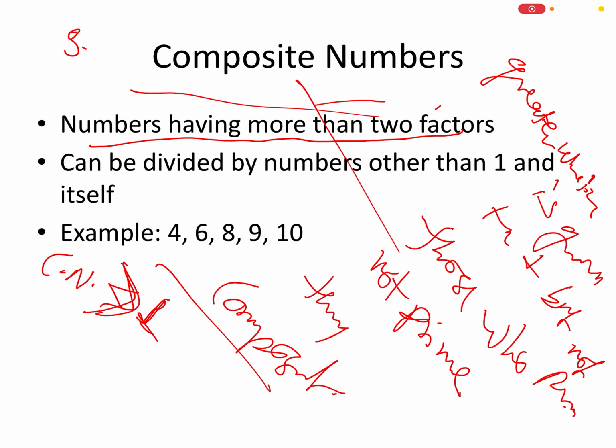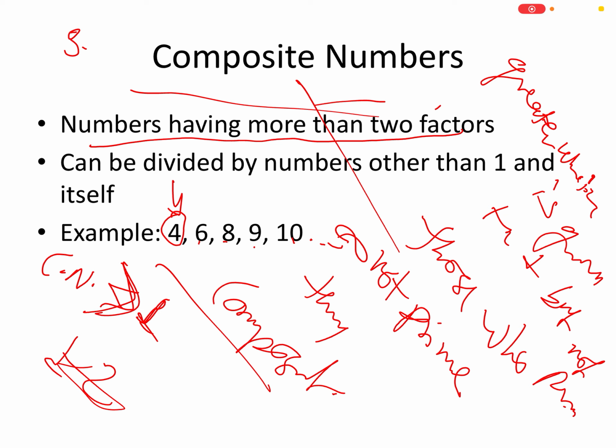Now from where is it going to start? It cannot start from 1, because the definition says the number should be greater than 1. So 2 is a prime number, and composite numbers are not prime numbers. So we can say it starts from 4, after that 6, then 8, 9, 10, up to infinity.